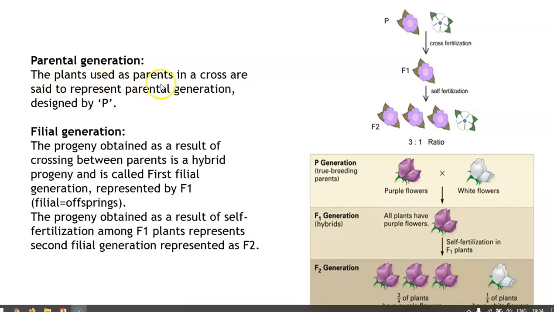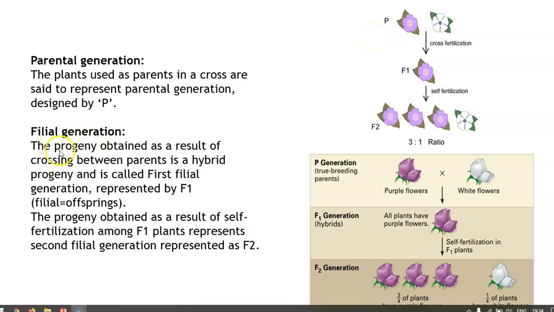Parental generation. The plants used as parents in a cross are said to represent parental generation. They are designated by a letter P. Look at this figure here. There is a cross happening between a parent having purple flower and a parent having white flower. This particular generation is called the parental generation and it is designated with the letter P.